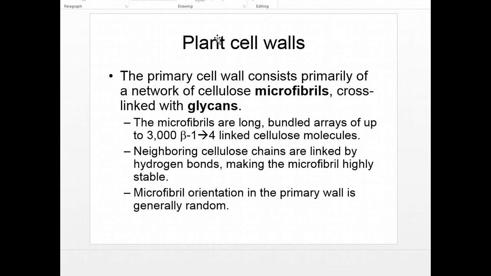Now, I've got a couple of just word slides to talk about what the cell wall material really is. And you think of cellulose as being cell wall. Well, the majority of cell wall is not cellulose.